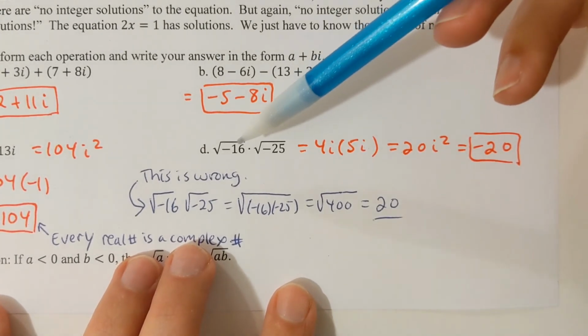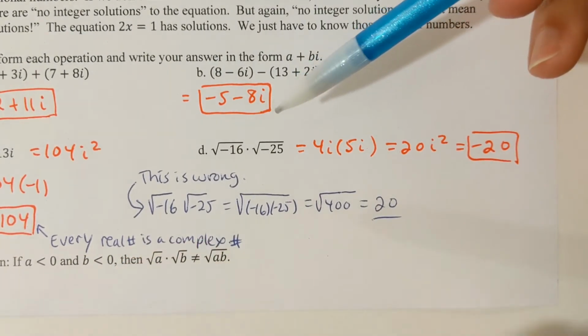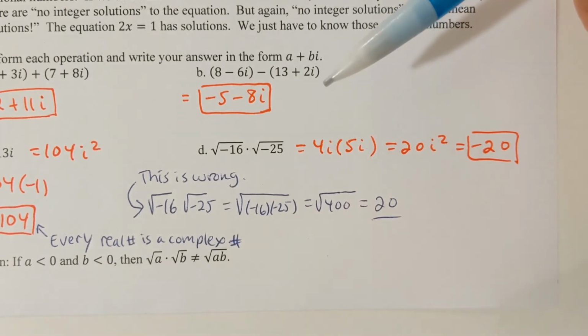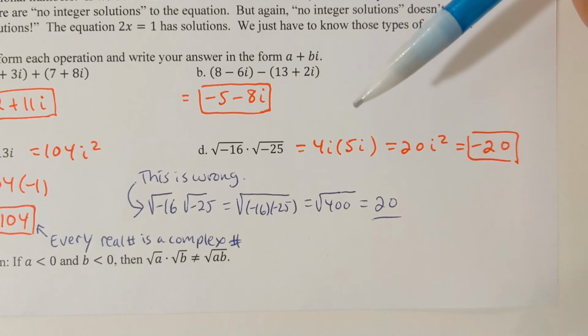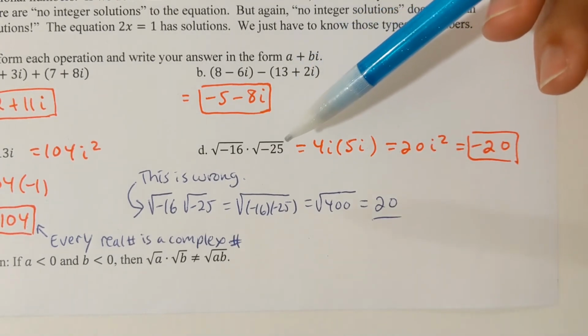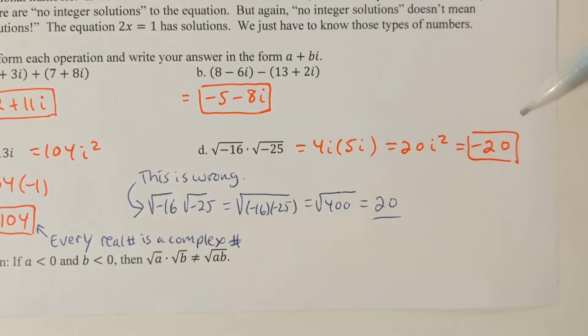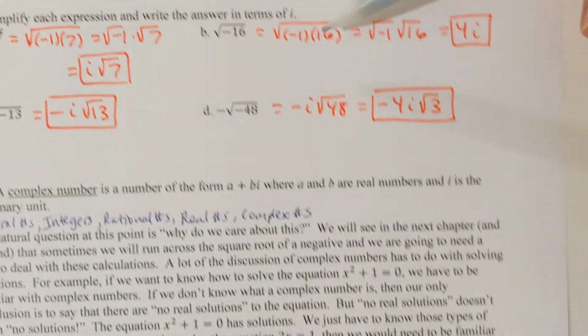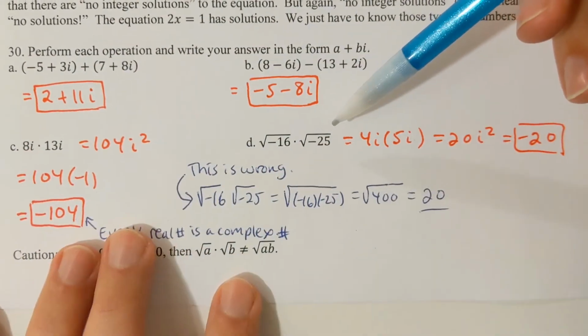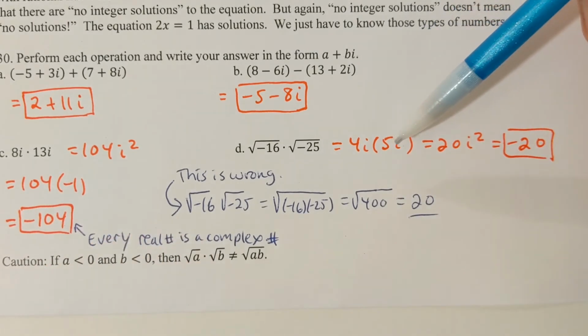Here's another example. Okay, the square root of negative 16 times the square root of negative 25. Now the first thing that you would want to do here is rewrite these two numbers in their imaginary form. Okay, so that's what I've done. The square root of negative 16, we've already looked at that, that's 4i, right? The square root of negative 25 is 5i.